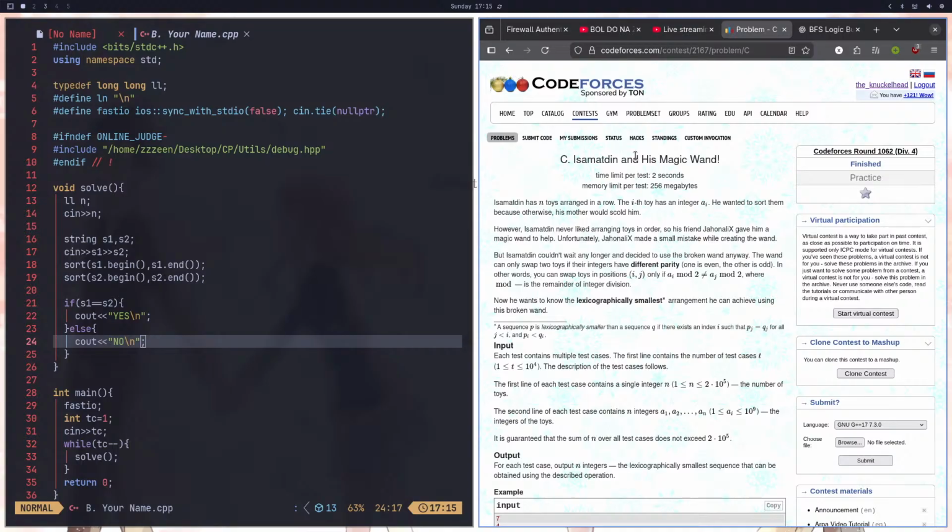Jahunali X gave him a magic wand to help. Unfortunately, Jahunali X made a small mistake while creating the wand, but Isamadin couldn't wait any longer and decided to use the broken wand anyway. The wand can only swap toys if their integers have different parity. One is even, one is odd. Okay, fine. In other words, you can swap if A i mod 2 differs, where mod is the remainder. Now you want to know the lexicographically smallest arrangement he can achieve using this broken wand.